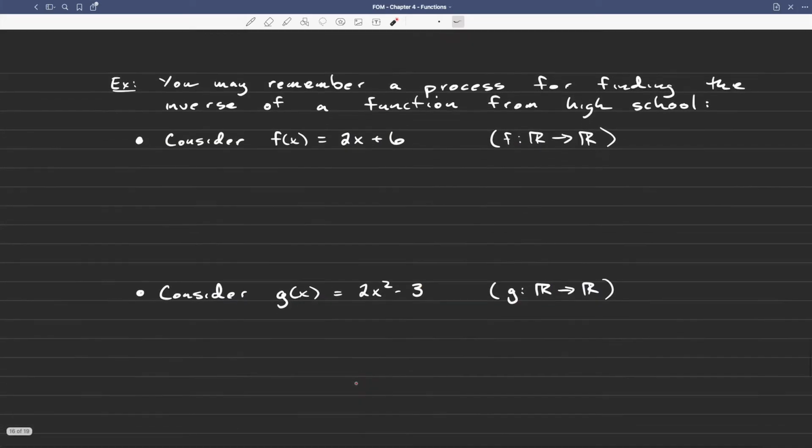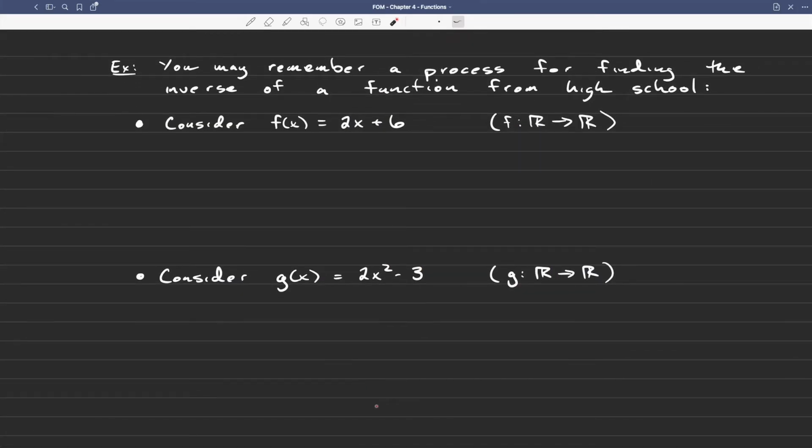So consider these. Here's a couple of functions here. 2x plus 6, that's a linear function. And you may remember back in high school that you probably were taught a process for finding an inverse of a function when it exists. Now, this function, f of x equals 2x plus 6, is a linear function. It's just a line with slope 2, y-intercept of 6. I'm not going to bother graphing it. I think you can imagine that or graph it for yourself. But it's 1 to 1 and onto. In other words, it's a bijection.